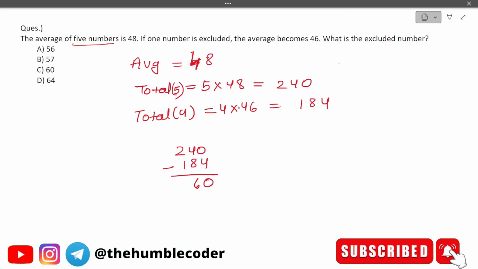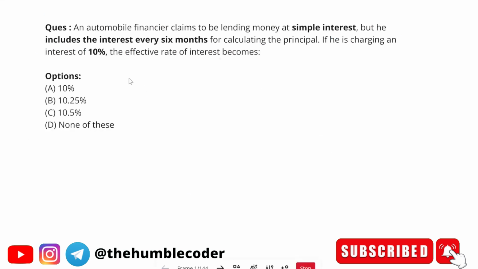Now we have to find 240 minus 184. So it is going to be how much? 56. So the excluded number was 56. The answer for this question is option number A. Let's look at the next question that we have.